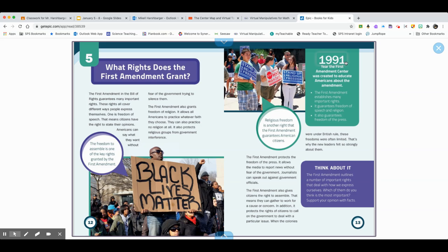And over here you can see it says 1991, year the First Amendment Center was created to educate Americans about the amendment. The First Amendment establishes many important rights. It guarantees freedom of speech and religion. It also guarantees freedom of the press. Then it says, think about it. Okay. The First Amendment outlines a number of important rights that deal with how we express ourselves. Which of them do you think is the most important? Support your opinion with facts. All right, that's an important thing to think about.